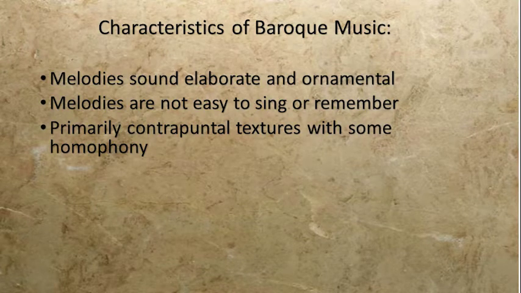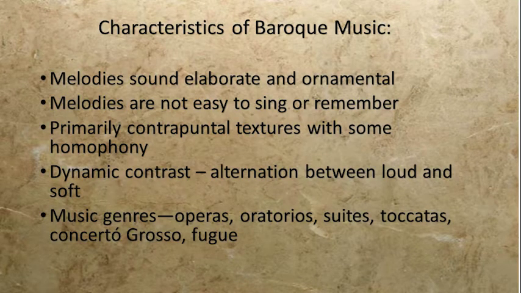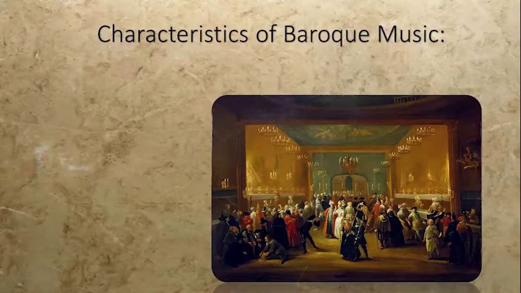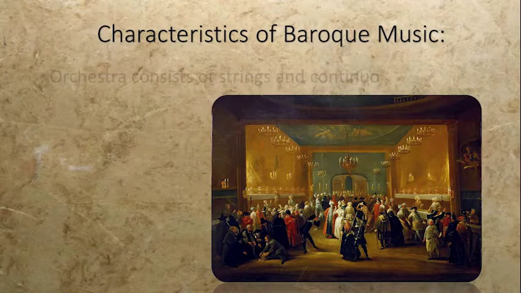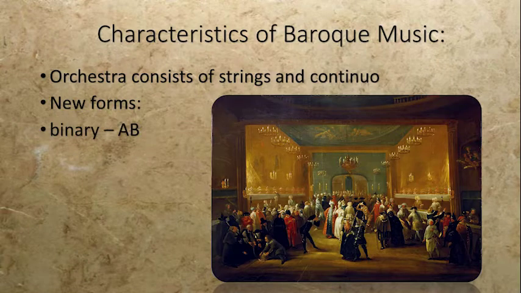Primarily, contrapuntal texture with some homophony. Dynamic contrast, alternation between loud and soft. Music genres: opera, oratorios, suites, toccatas, concerto grosso, fugue. Characteristics of Baroque music: orchestra consists of strings and continuo. New forms: binary, ternary, ground bass. Fugue.